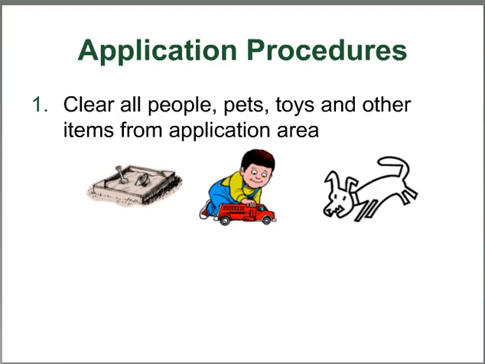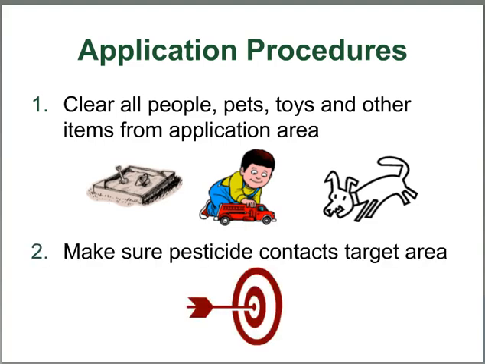It might sound elementary, but be sure to clear all people, pets, toys, bikes, wagons, and any other items out of the application area. Even if the application is a very directed one, like a crack and crevice treatment, make sure people are removed from the application area during the application. Check the pesticide label for the REI, restricted entry interval, or any specific ventilation requirements if applications are made into enclosed spaces. You've spent all this time and energy getting you and your sprayer properly prepared for the application. Take the time to make sure the application hits the target.